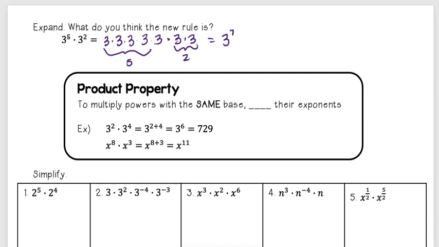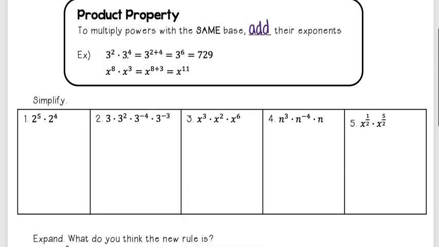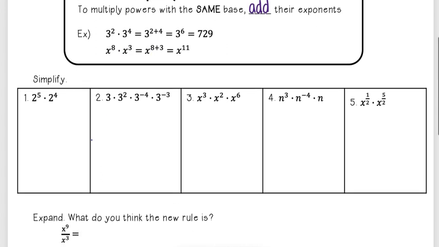So what do you notice? I have 5, 2, and then end up with a 7. So you notice I do 5 plus 2, and I get 7. So to multiply powers with the same base, all I'm going to do is add their exponents. So we see a couple of examples here. 3 squared times 3 to the 4th, I would just do 2 plus 4 to get 6. And same thing with x to the 8 times x cubed. Do 8 plus 3, and I get 11.